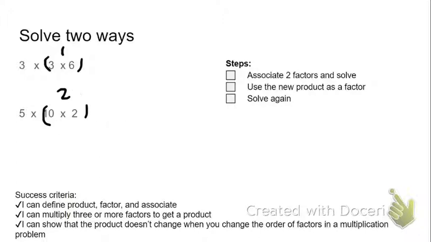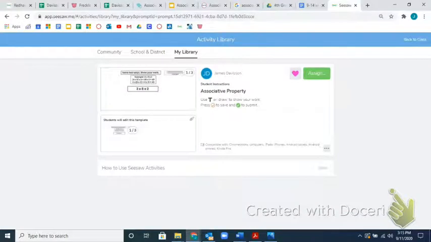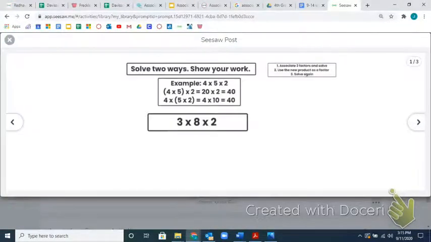Okie doke. Let's go ahead and take a look together at Seesaw. You'll see what we're doing here. Here's your lesson. 3 problems, solve 2 ways, show your work. I gave you an example. And I want you to go ahead and try 3 times 8 times 2. I want you to solve it by associating 2 factors and solving, using the new product as a factor and solving again. And then I want you to show me a different way.